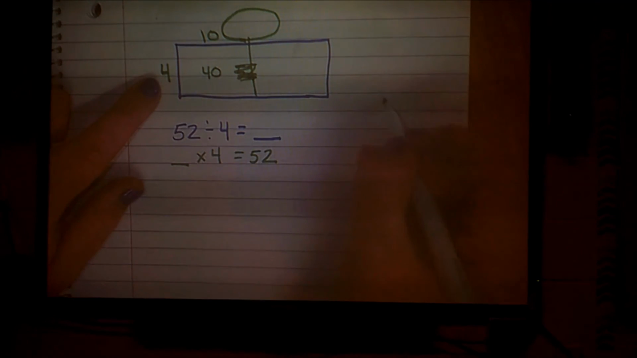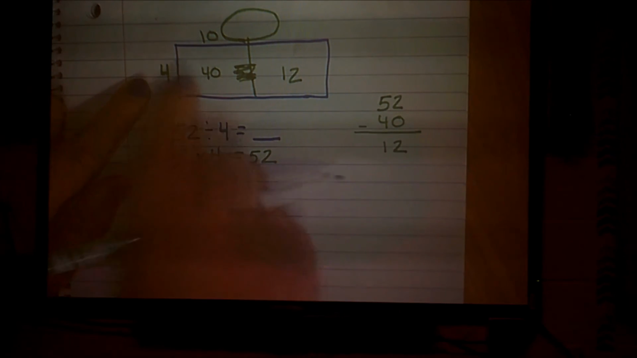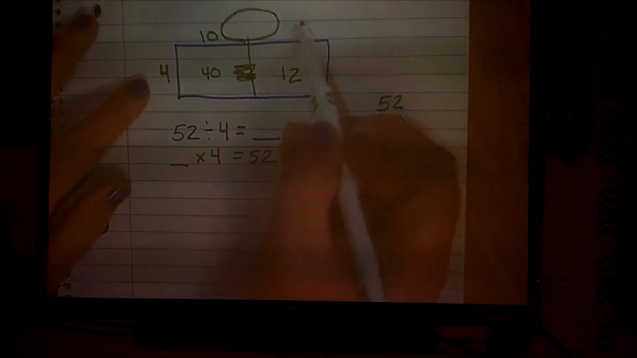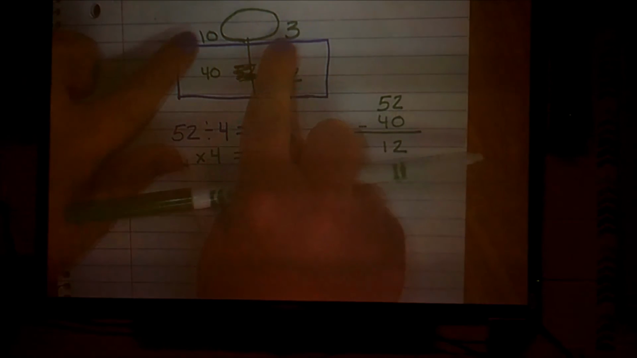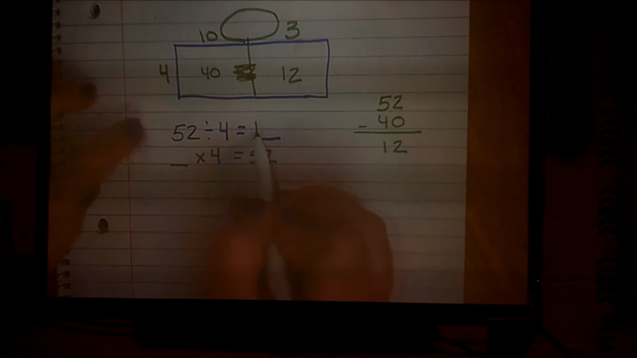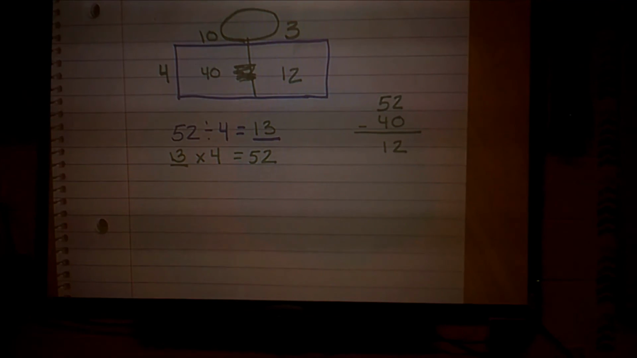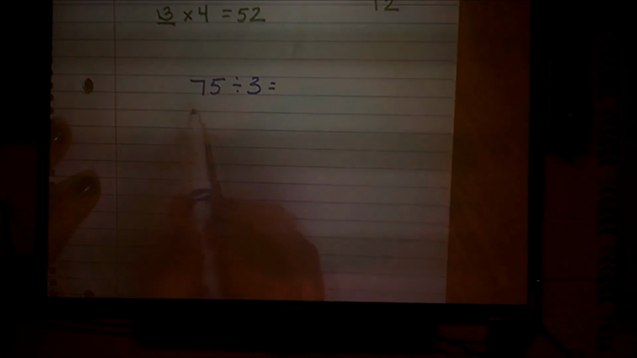And then I come over here, 52 minus 40 to figure out your leftovers are 12. So 4 times what number will give me 12? Oh, 3. And then I add up my top numbers, and that is my answer. That is the quotient. Okay, I hope that makes sense. Let's try one more using box method. 75 divided by 3.